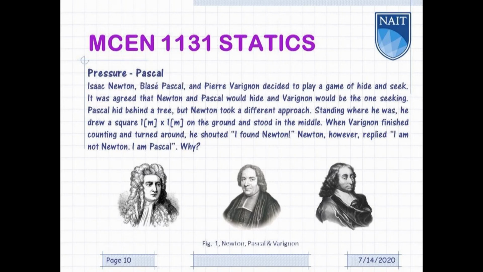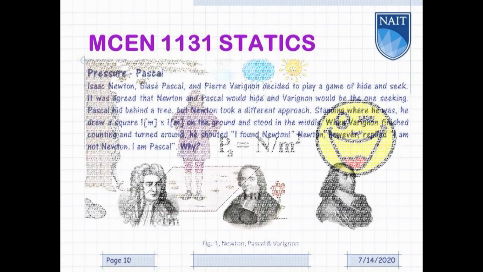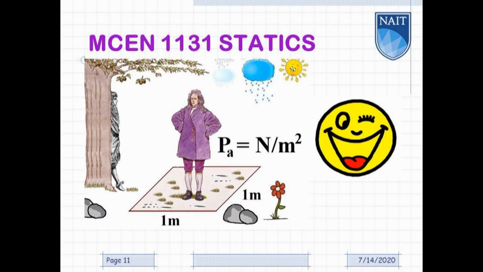When Varignon finished counting and turned around, he shouted, "I found Newton." Newton, however, replied, "I'm not Newton, I'm Pascal." Why did he do this? Because 1 Newton per meter squared equals 1 Pascal.